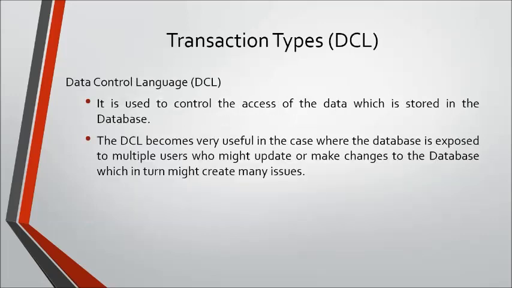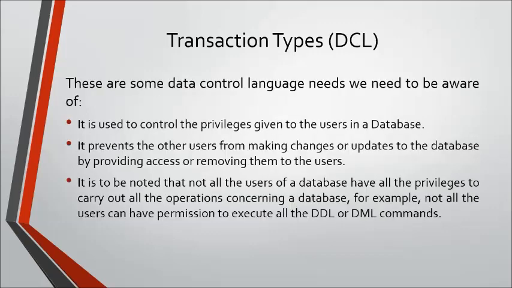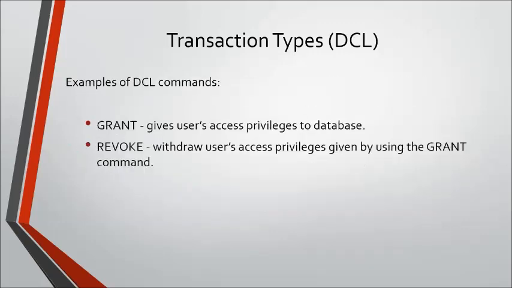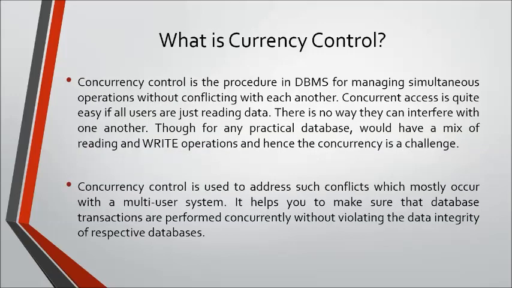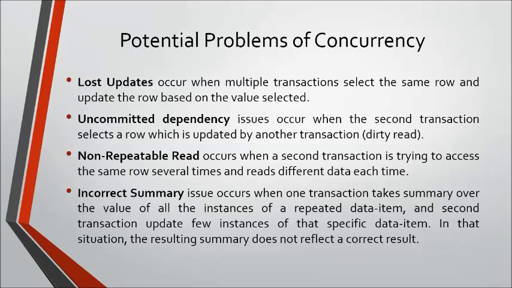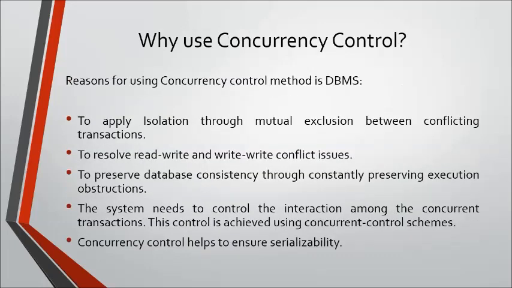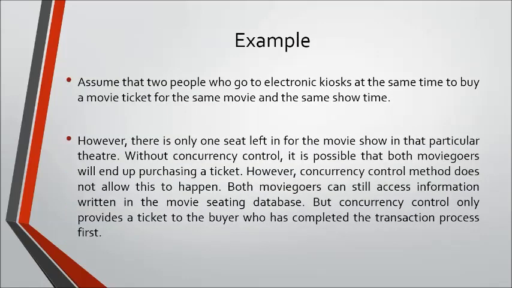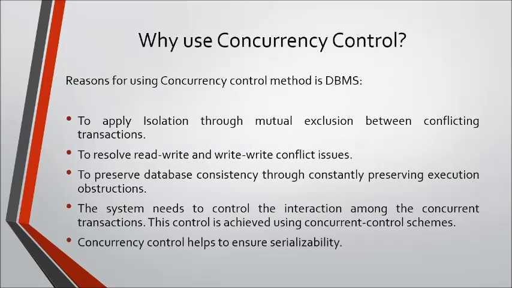Next, we have the data control language, which is used to control the access of the data that is stored in the database. Examples of DCL commands are grant and revoke. Next, we also defined what concurrency control is. The various potential problems of concurrency, such as lost updates, uncommitted dependency, non-repeatable read, and incorrect summary. Then the reasons for using concurrency control methods in a database management system. And we also provided an example of concurrency control.